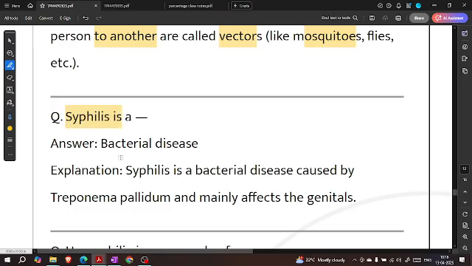Syphilis is a bacterial disease. Syphilis is a bacterial disease caused by Treponema pallidum and mainly affects the genitals.